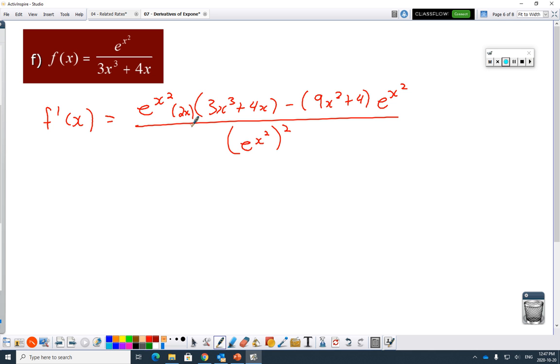3x cubed plus 4x. Oh yeah, wrong thing there. Thank you. So excited about my mistake in the numerator. Just make sure people are paying attention. I forgot to square the denominator. We got to talk about the denominator a little bit because it's got a bit of a problem with it that I got to deal with. But.